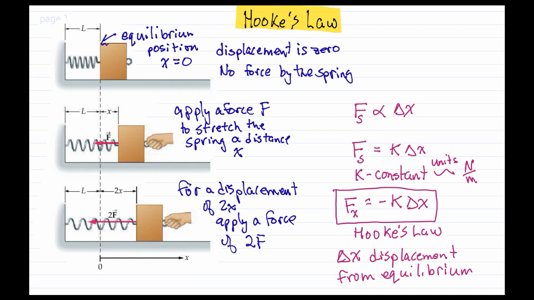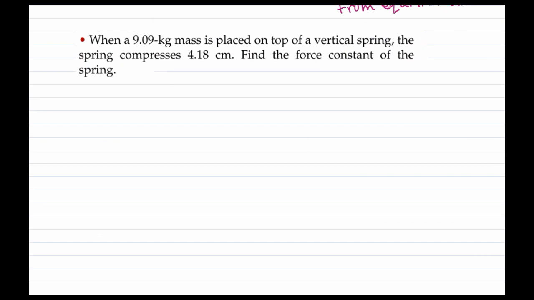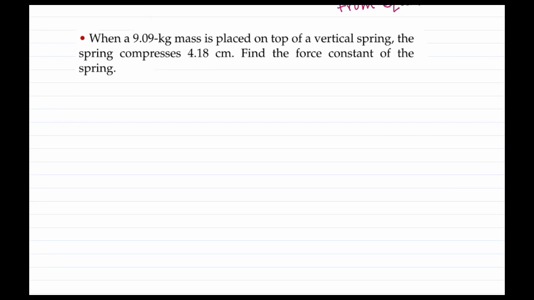Okay, so Hooke's law. Why don't we consider an example? I have an example here of a 9.09 kilogram mass placed on top of a vertical spring. So let's draw what this might look like. Let's get a straight line here. So let's consider this line here to be the ground. And we have a spring. Here's my fancy spring. And it's a vertical spring.